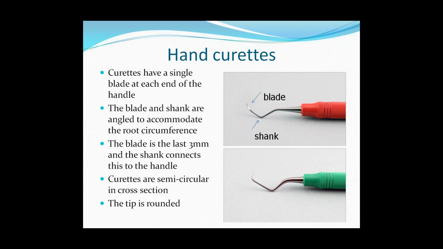So there's a blade on the end. The blade is sharp. The blade normally is 3 or 4 millimeters in length, and that connects to the shank, and then the shank connects to the handle. If we were to cut the blade in cross section, it would look like a semicircle. The other thing which differentiates a curette from other instruments, such as say a scaler, is that the tip of the curette is rounded. You can see where the arrow is pointing to the blade, just above the blade, the end is rounded.